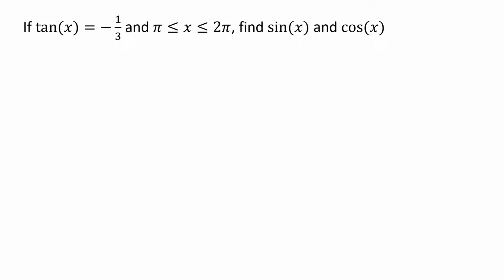We're going to answer this question before us. Let's give it a read. It says, if tan of x is equal to negative 1/3 and x is between pi and 2 pi, find sine of x and cos of x.